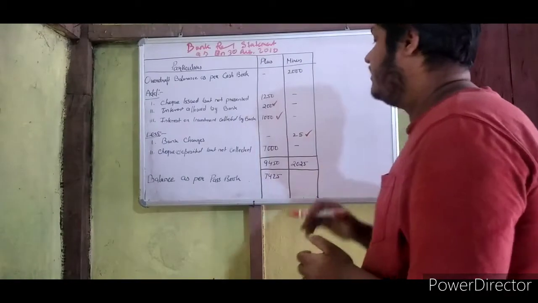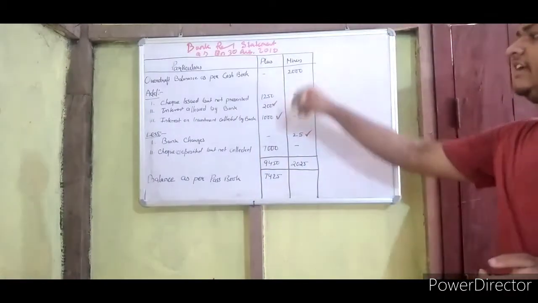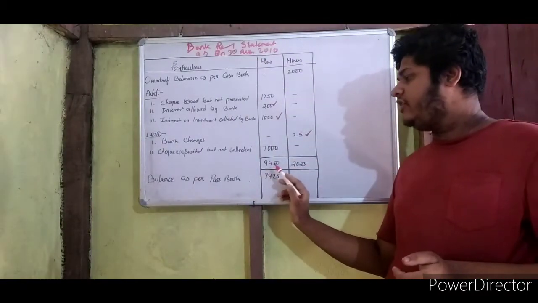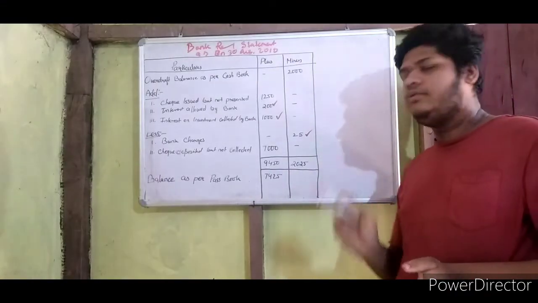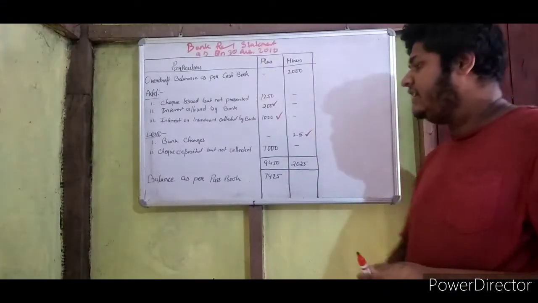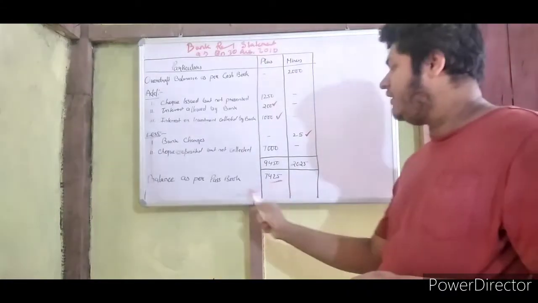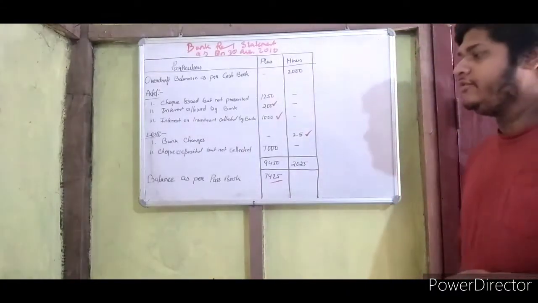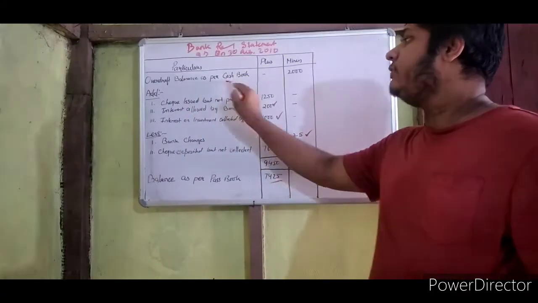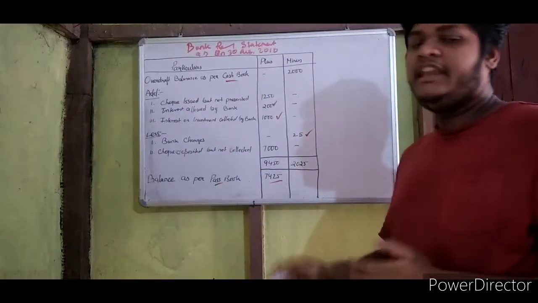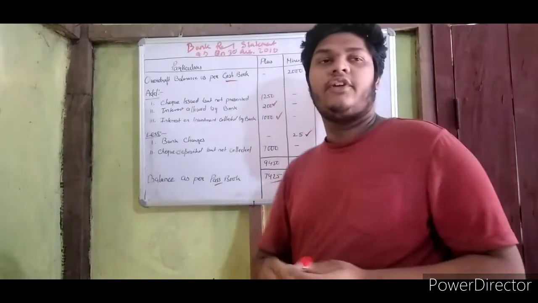So after doing the calculation, the plus side has the larger value, that is 9450, and the minus side has 2025. When you deduct, we get our balance as 7425. So you have to write balance as per passbook. Whenever you do it for the cash book, the answer will be for the passbook, and if you do it for the passbook, your answer will be for the cash book.